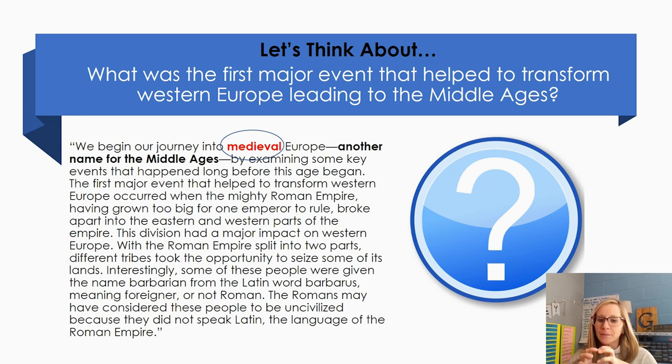With the Roman Empire split into two parts, different tribes took the opportunity to try to seize or take some of its lands. Interestingly, some of these people were given the name barbarian from the Latin word barbarus, meaning foreigner or not Roman. The Romans may have considered these people to be uncivilized because they did not speak Latin, the language of the Roman Empire.